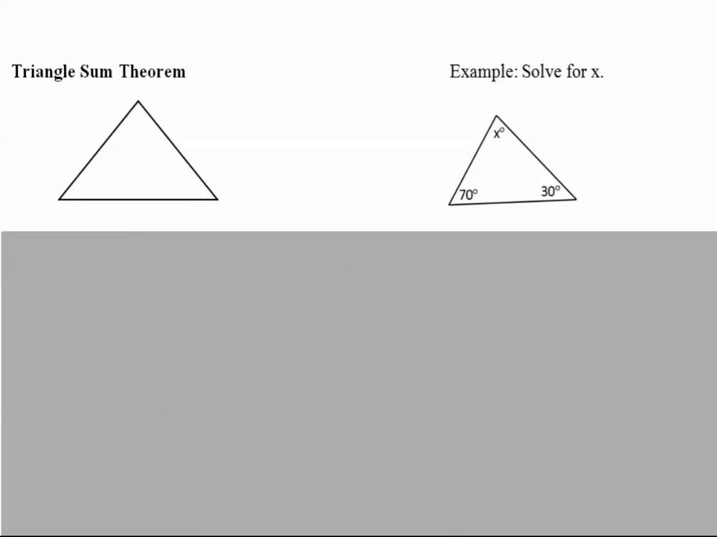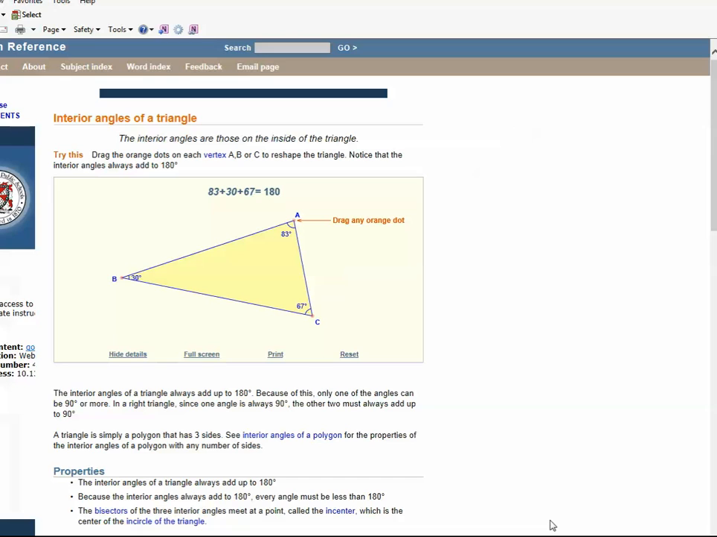Let's talk about two really important theorems for triangles, the triangle sum theorem being one of them. Take a look at this picture where I've got the three interior angles measured in this triangle: 30 degrees, 83 degrees, and 67 degrees. To make it easier, I've shown you what they equal when I add them together. Now I'm going to grab one of the vertices of the triangle and drag it so that I can make it any kind of triangle I want.